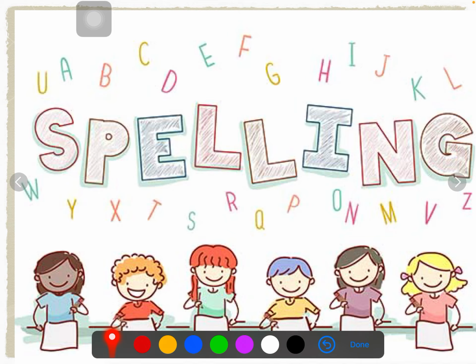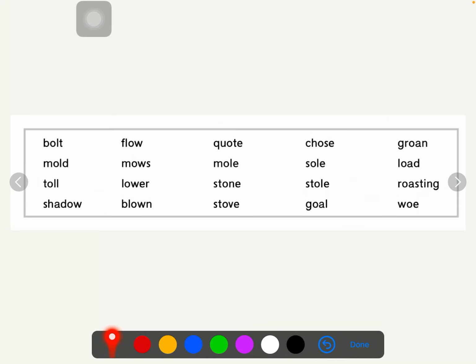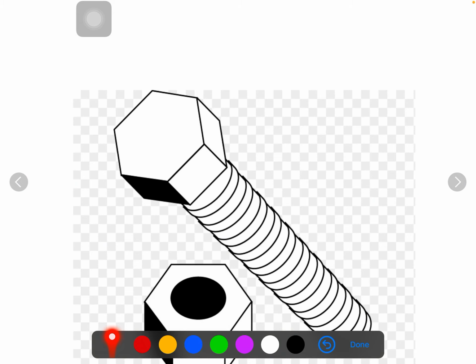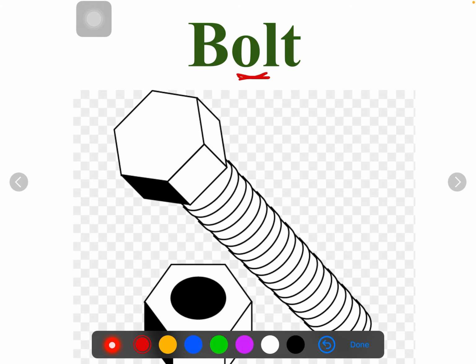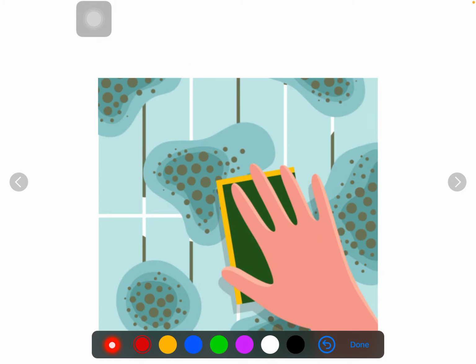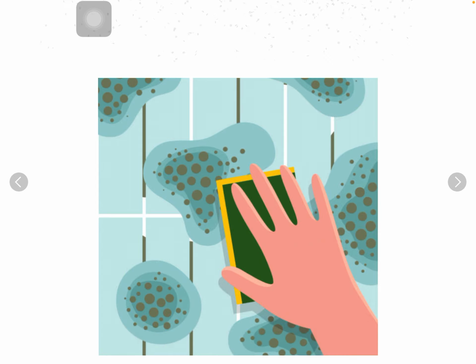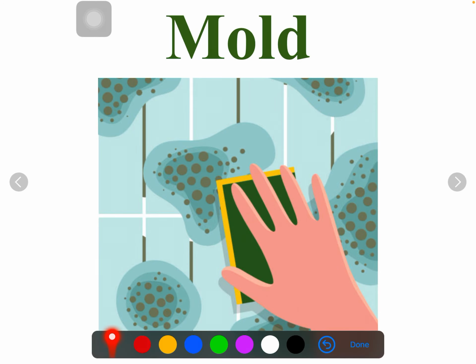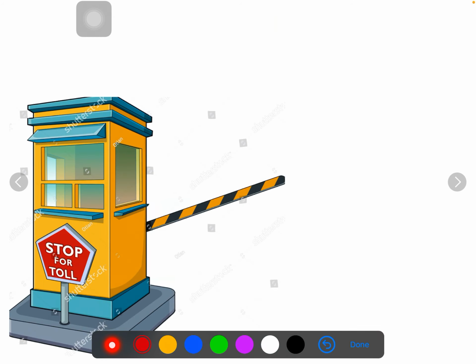Let's take our spelling words one by one with the meaning. Okay. You know this? We call this bolt, bolt. Long O, bolt. And you see here cleaning dirty things. So these dirty things, we call them mold, mold. We have also long O.